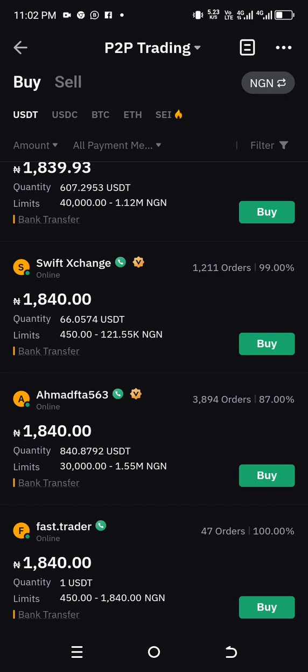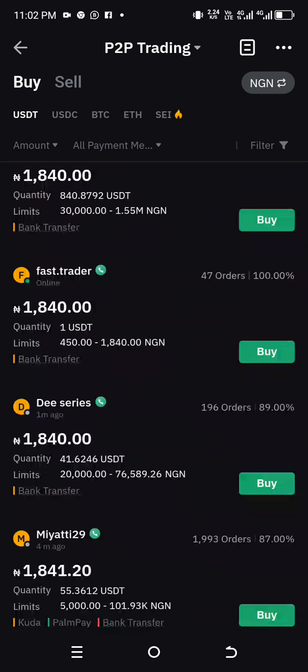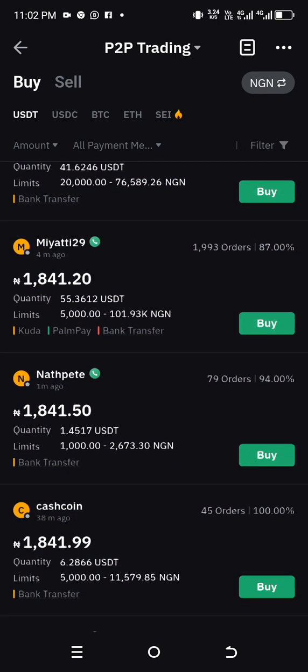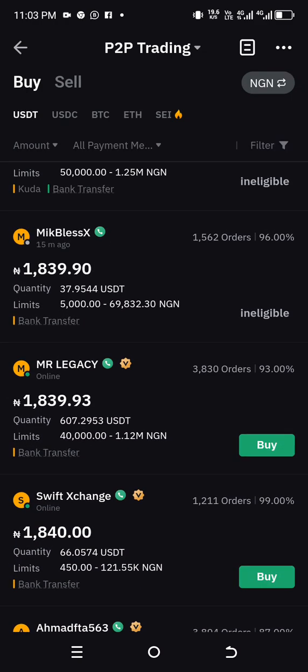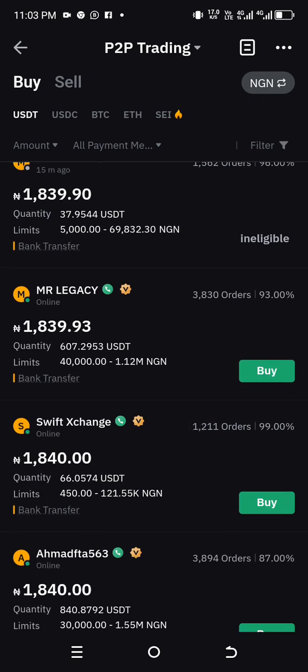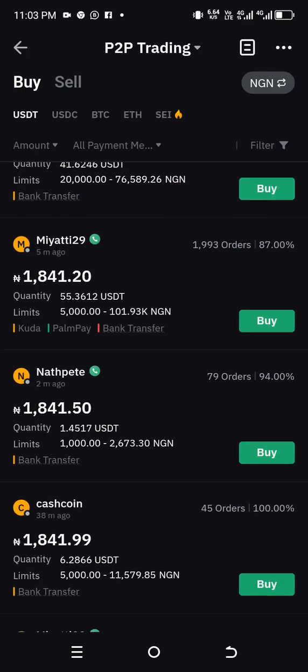The arbitrage opportunity is going to be between Binance and Bybit, and it's going to be on the peer-to-peer market right away. As you can see, USDT has grown fast and is doing well. You can see this is on Bybit.